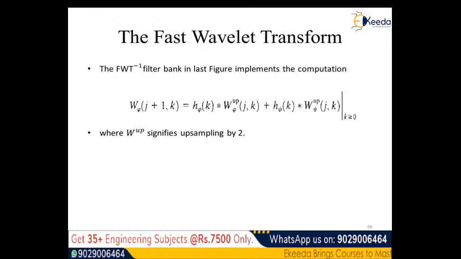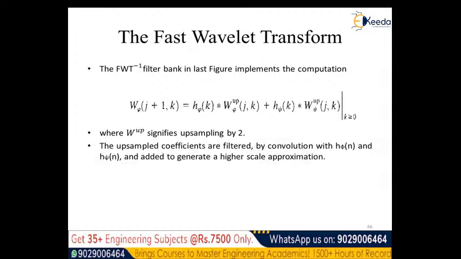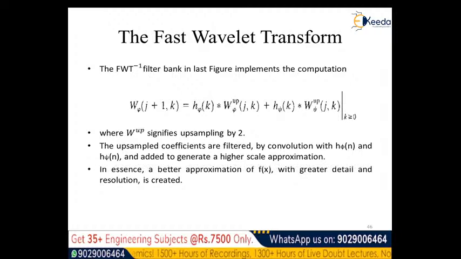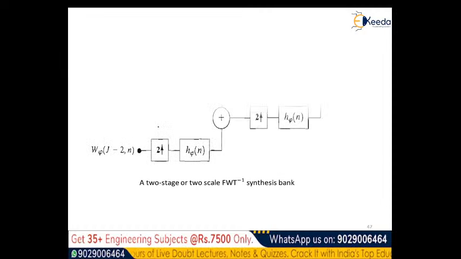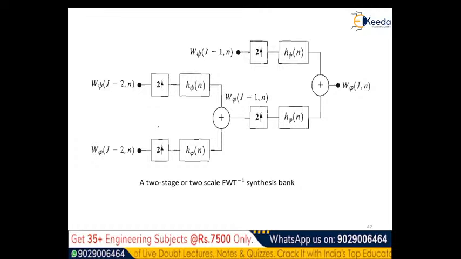Now the upsampled coefficients are filtered by the convolution with h_phi of n and h_psi of n, and further added to generate a high scale approximation, and in essence a better approximation of f of x with greater details, and the resolution is further created here. So now you visualize the synthesis filter bank for this inverse transformation, and here we utilize a two stage synthesis filter bank.